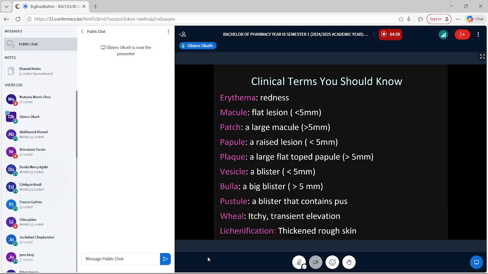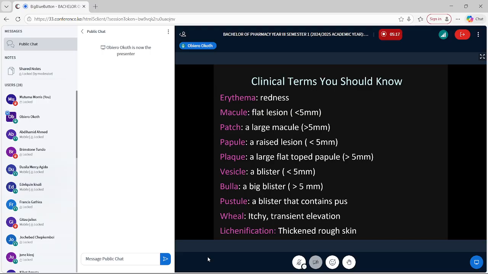Now, this is how we describe skin lesions. When there's redness, we say erythematous lesions, red. Macule is flat. If you touch it, it's flat, it's not raised. A patch is a large macule, it's not raised, but there's a discoloration more than 5 millimeter. A papule is a raised lesion, but less than 5 millimeter. A plaque is a large papule. If a papule is more than 5 millimeter, we use the term a plaque.